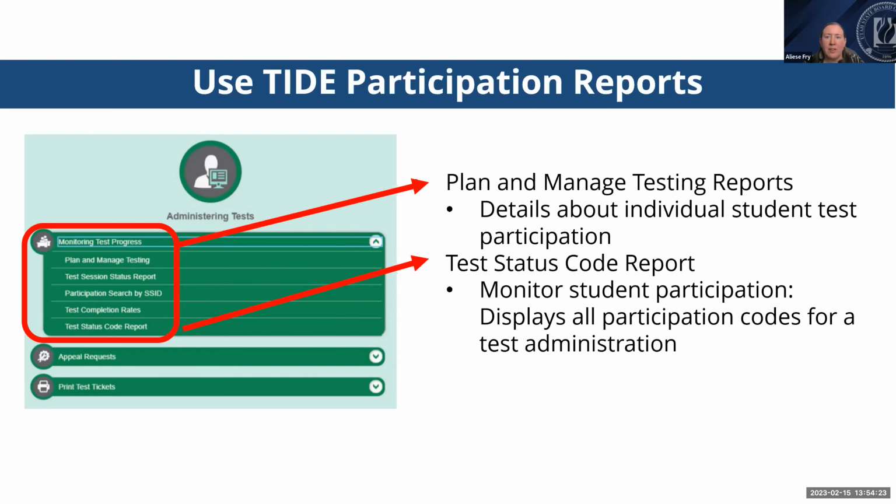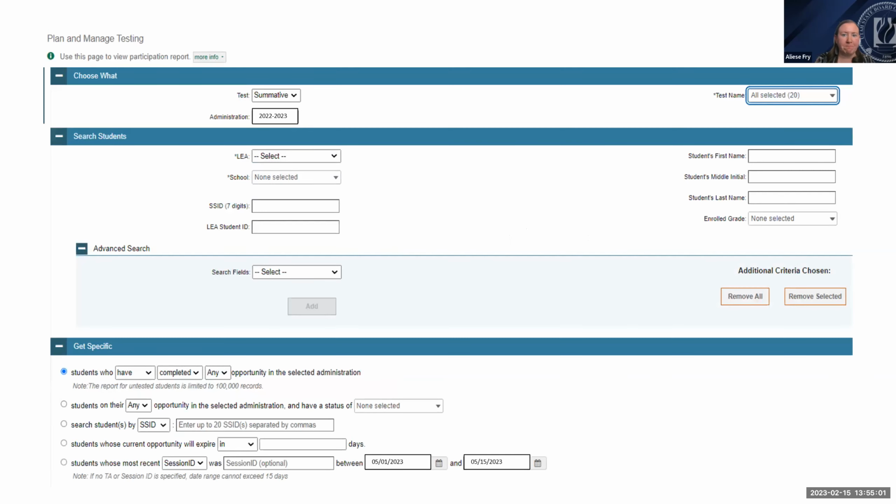Okay, the tasks available in the monitoring test progress menu allow you to generate various reports that provide information about a test administration's progress. The following reports are available in TIDE. You can do a plan and manage testing report, which provides details as far as a student's test opportunities and the status of those opportunities. You can also generate that report from the plan and manage testing page. There's the test completion rate report, and we're going to look at that one separately in a minute. And then there's the test status code report, which displays all of the participation codes for a test administration.